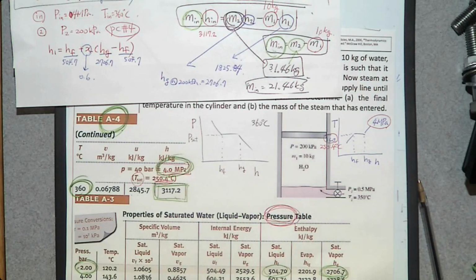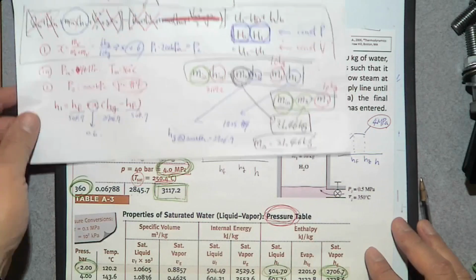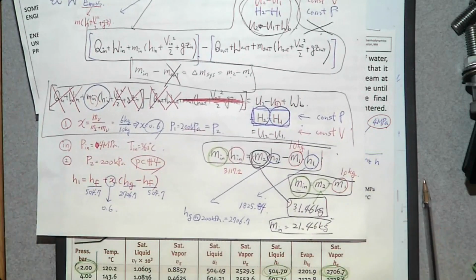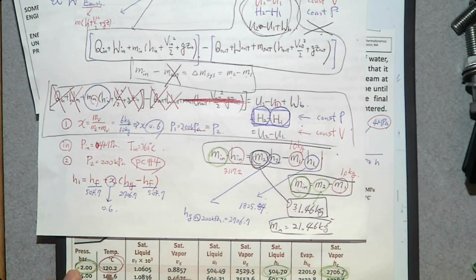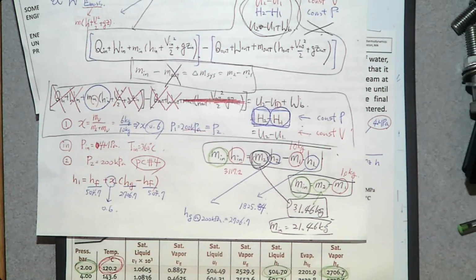Any question? So here is the temperature at the end, 120.2. Oh, 31. You have two equations. You have M2 here, M1 here. These two are unknown. So you have two unknowns and two equations.